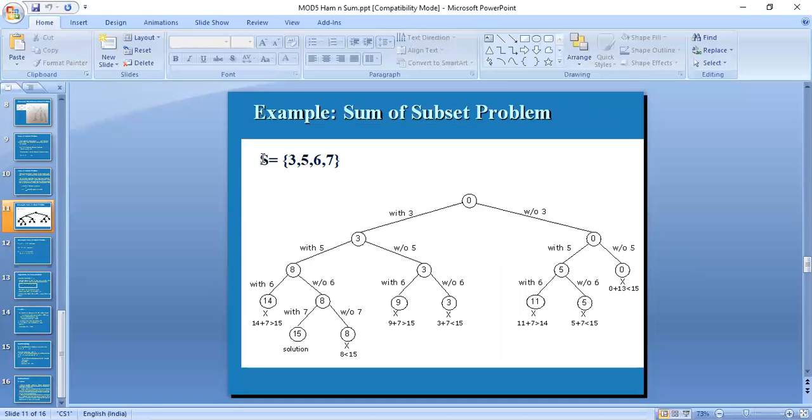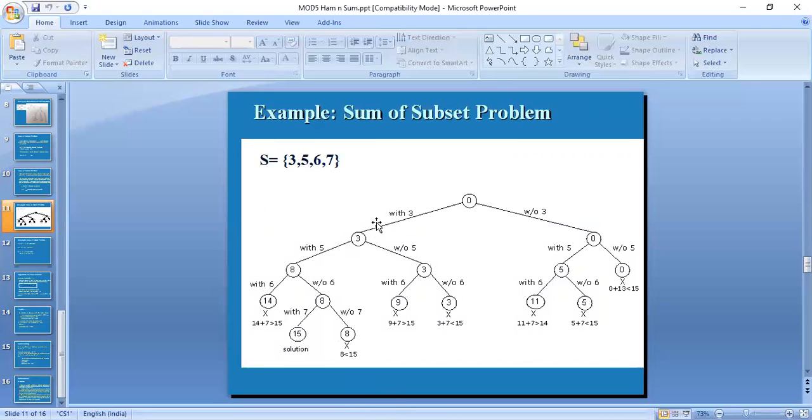We are given a set which consists of 4 values, 3, 5, 6, 7, and we are given an m value which is 15. Here we need to find the subset whose sum is equal to 15. First we arrange the elements in ascending order, and we have already arranged them in ascending order. Now we start with the tree structure. Initially the value is 0.